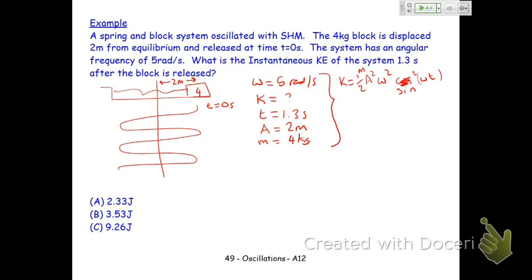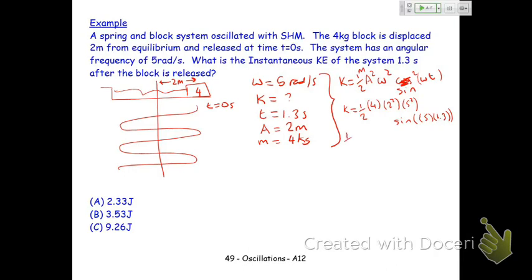Guess what my homework is tonight? So then K is equal to a half, and I have my mass, which is 4, and I have my A, which is 2 squared, and my omega, which is 5 squared, and I have my sine squared of omega t, which is 5 times t, which is 1.3.